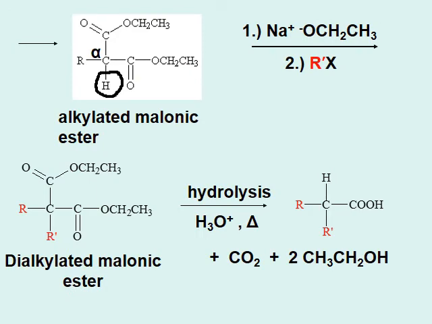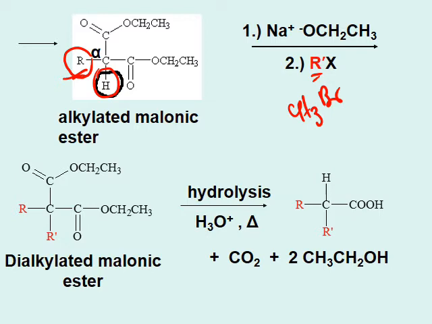Now, in the last slide, I showed you how an alkyl group gets bonded where the acidic hydrogen was. In this case, this R came from the alkyl halide. So if R is CH3Br, then obviously this would be CH3. Now, I have one more acidic hydrogen in this compound. This is alkylated malonic ester.